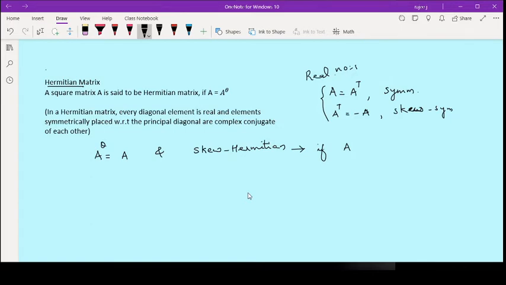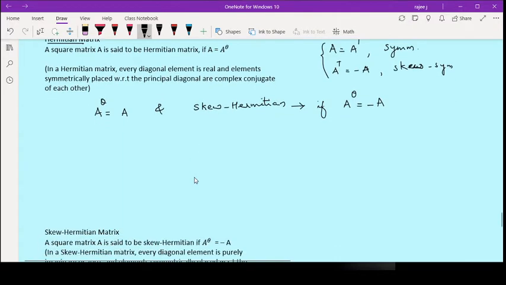If A theta equal to A, then it is Hermitian. And skew Hermitian if, tell me what will be that, if A theta equal to minus A. Okay, same way like this only. Symmetric, A transpose equal to A, then it is symmetric. A transpose equal to minus A, then skew symmetric. Same way, if A theta equal to A, then Hermitian, and if A theta equal to minus A, then it is skew Hermitian. Now, what is this Hermitian matrix?